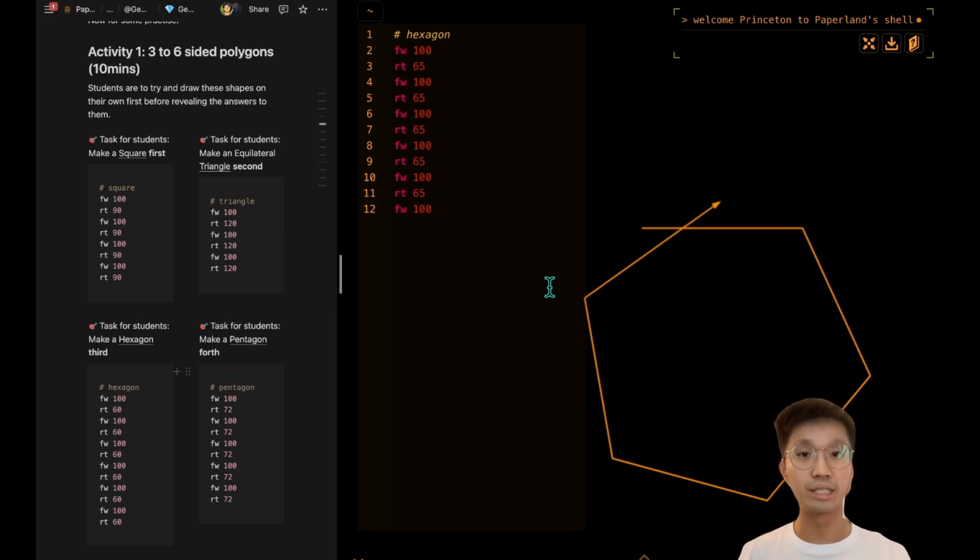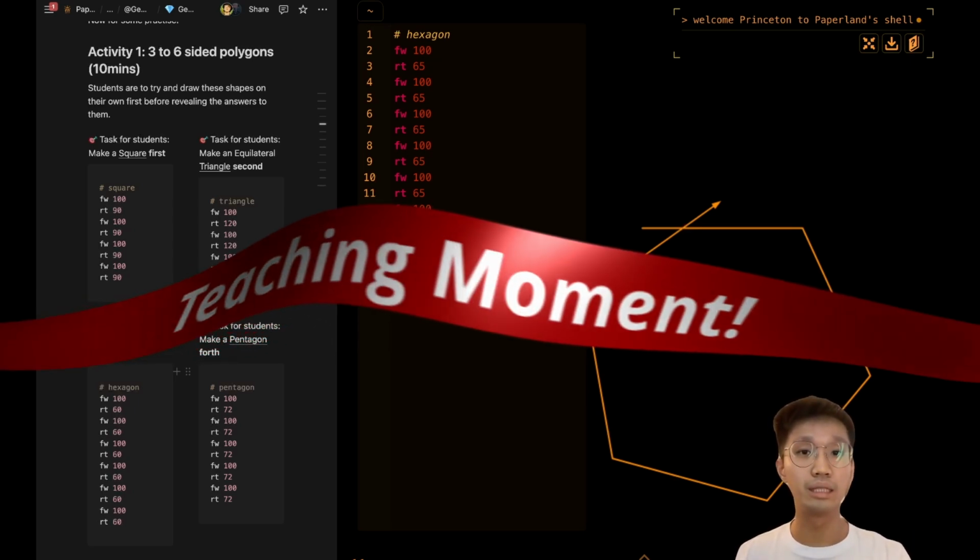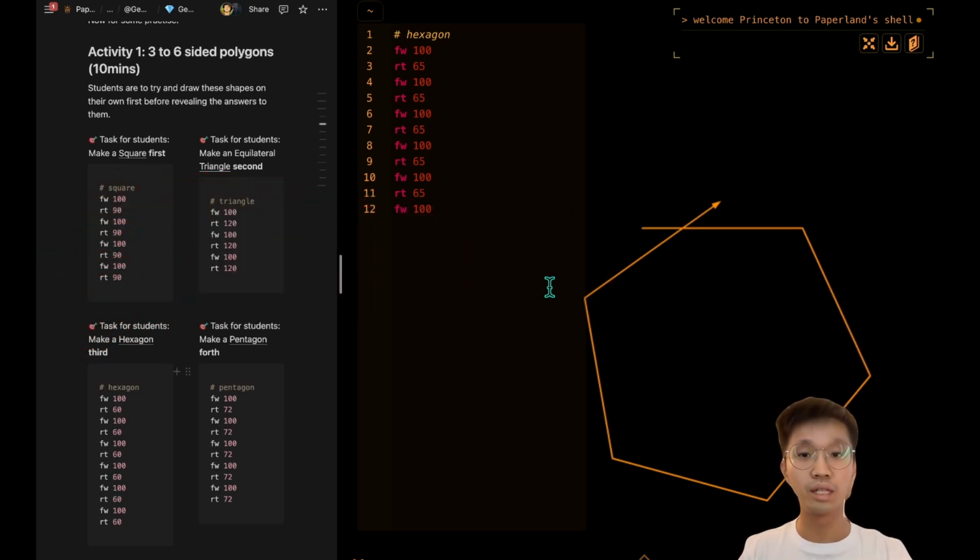Now, this is a very important teaching moment for the students, because as they embark on the process of finding the hexagon, they'll realize that this doesn't really form a perfect hexagon. Now, the question to ask the kids here is, do you think that in order to draw the hexagon, you have to turn more each time or turn less each time? Well, the student might say, I would want it to turn more.